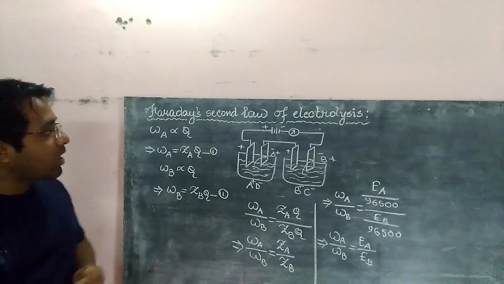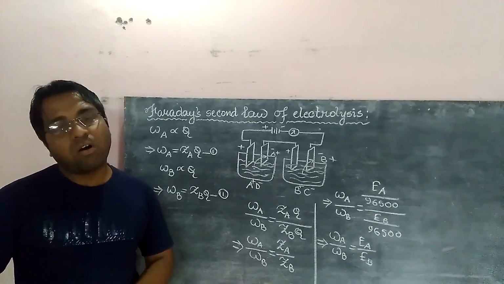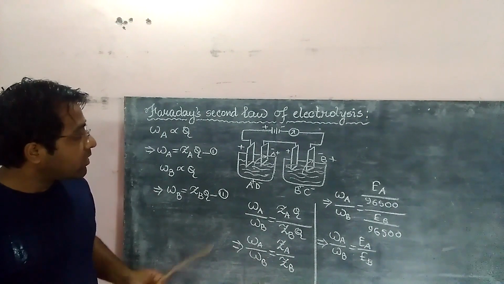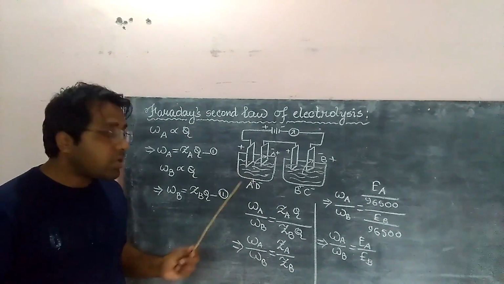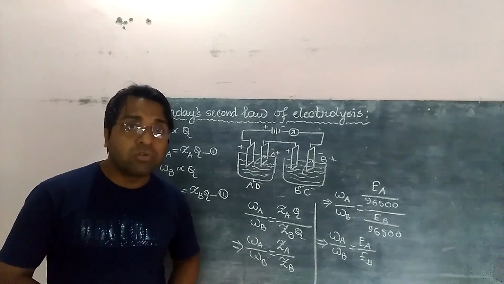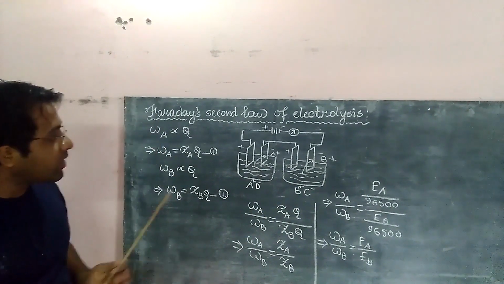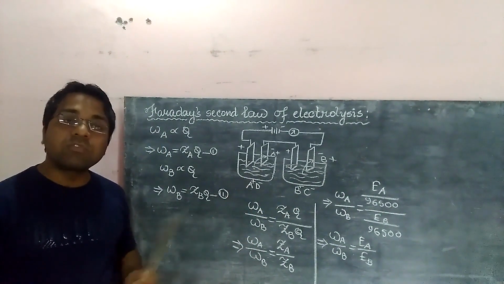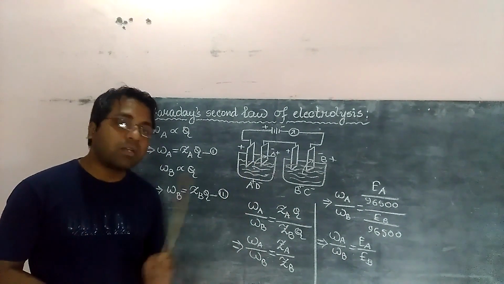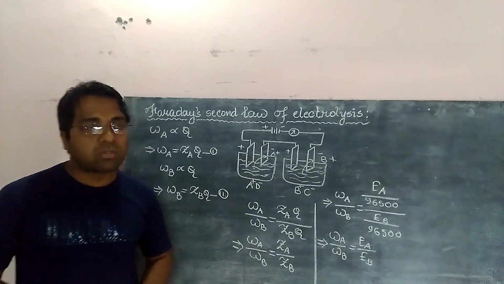So this is about our Faraday's second law of electrolysis, where we can see that if we connect two or more than two electrolytic solutions with each other, then how can we find out the mass of the electrode deposited at the cathode of the respective electrolytic solutions?